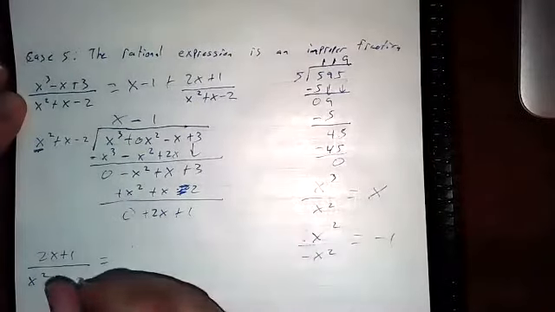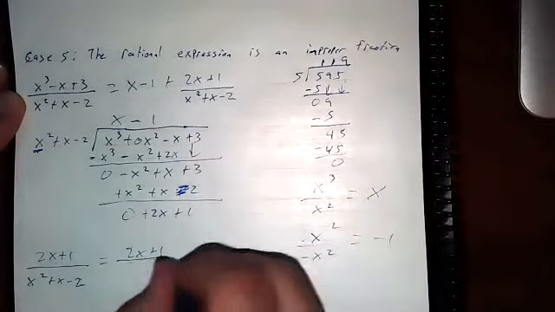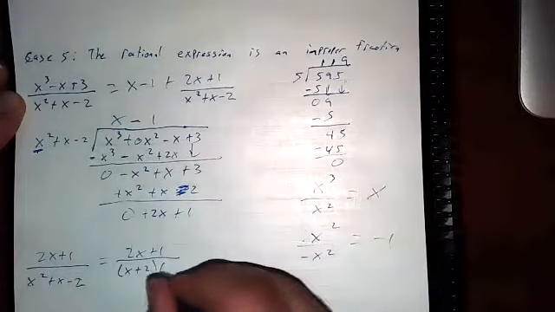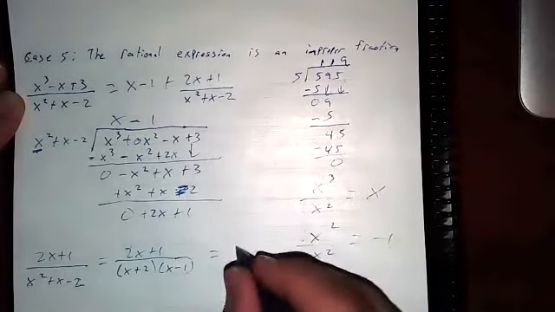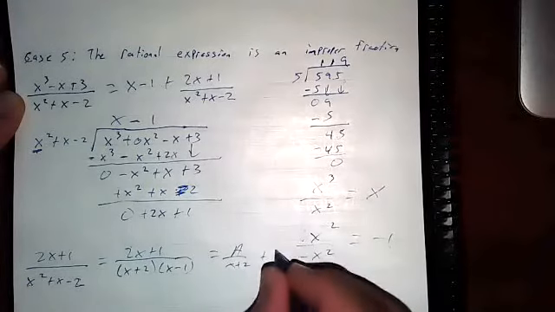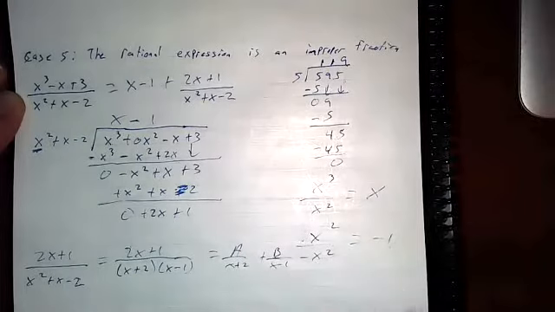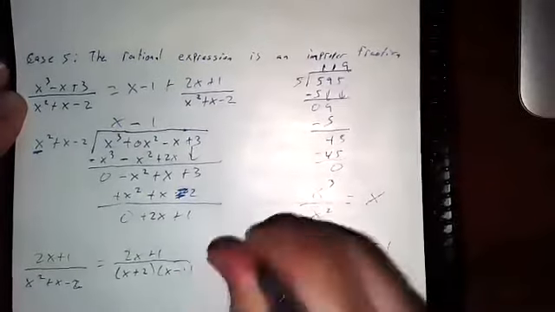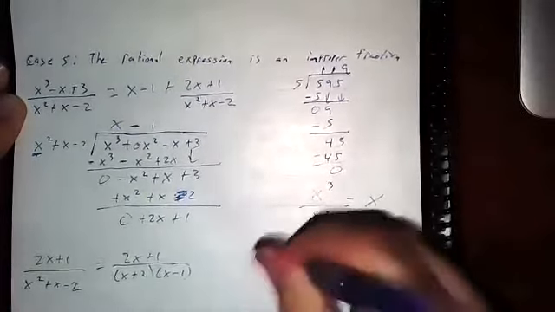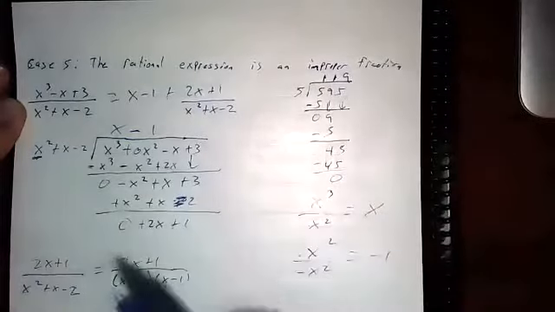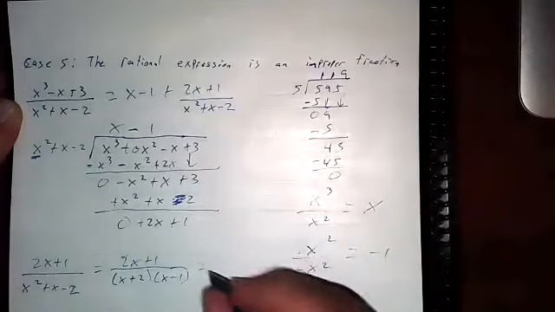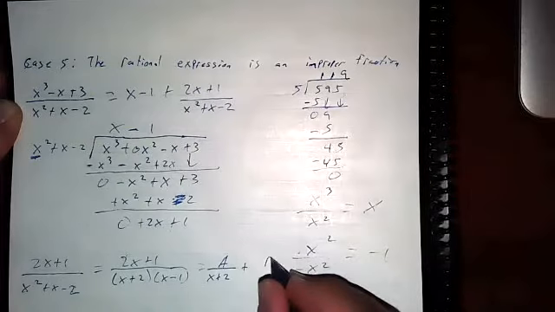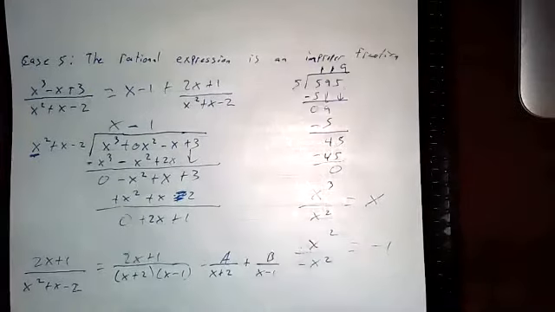Oh, it does factor. Stupid. This is minus 2, right? So that would be x plus 2, x minus 1, right? So you would use a over x plus 2 plus b over x minus 1, right? That's the ugliest x I've ever written. So we use the rules from the first 4 cases. This is a over the first factor plus b over the second factor.